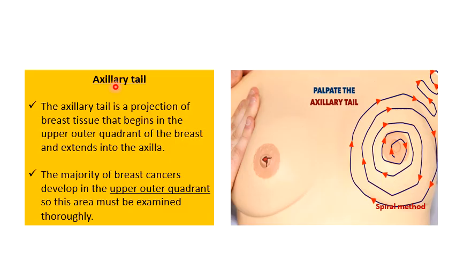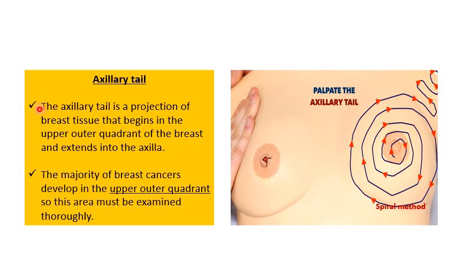The other important part of the breast which must not be forgotten is the axillary tail. The axillary tail is a projection of breast tissue that begins in the outer quadrant of the breast and extends into the axilla.